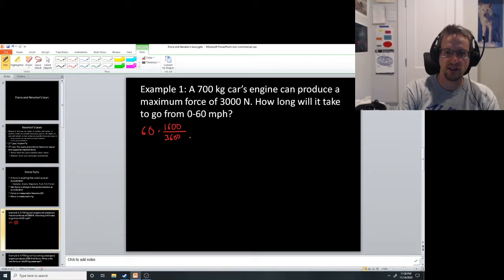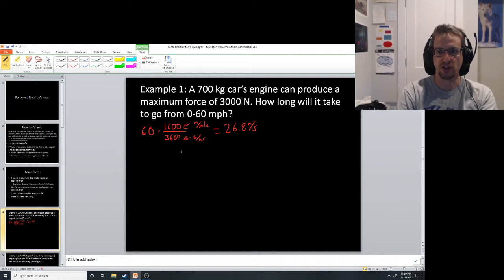Right, because this is seconds in an hour, and this is meters per mile. All right, so we do that, and we should get that it's 26.8 meters per second. Okay, so that's the first. We got our conversion. So we got V final equals 26.8.